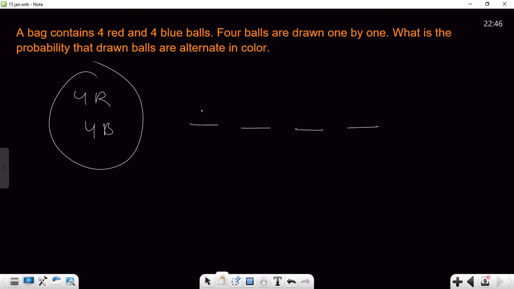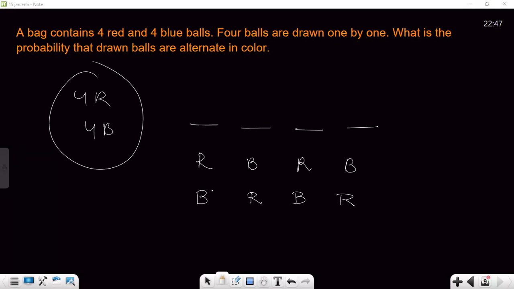So there's a bag, 4 red, 4 blue balls. We are withdrawing 4 balls one by one. What is the probability that drawn balls are alternate in color? So how many choices of color do we have for the first place? 2 choices. The first ball can be red, but the next ball has to be blue because alternate case, then red, then blue. Or the first ball can be blue, and then the next ball has to be red, next blue, next red. These are the two cases, the two favorable events that can happen.